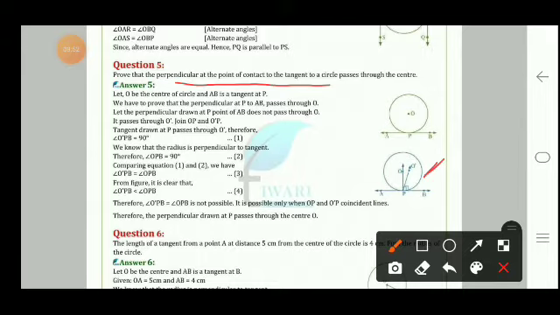Now on comparison we can say that this angle O dash PB and this angle OPB are both equal. One is greater than the other, but this is only possible when both the angles are equal. When both the angles are equal, it means that OP and O dash P are coinciding with each other, that is, O and O dash are not two different points but the same point. So therefore the perpendicular drawn at P passes through the center O.